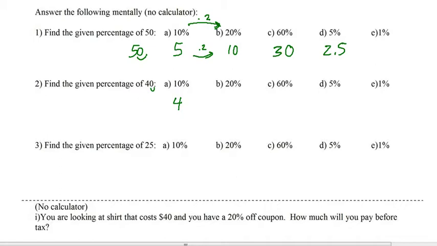Well, what if you want to know 1%? 1% is very quick as well. Just like 10, you move it over 1. For 1%, you move it over 2 times. So it's 0.5. That's 1%.